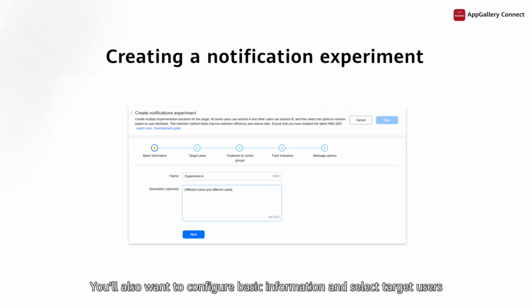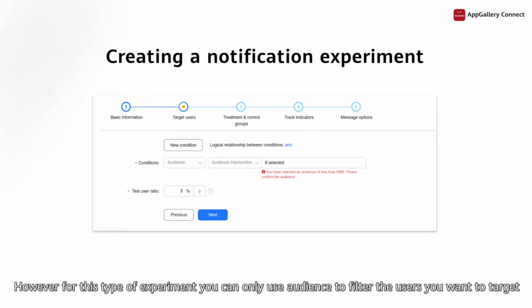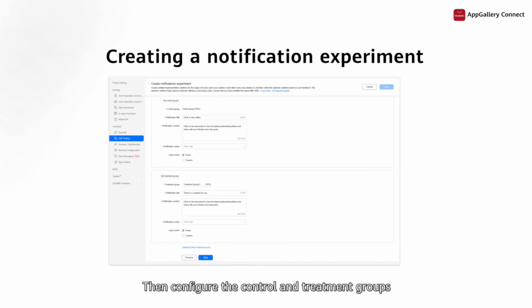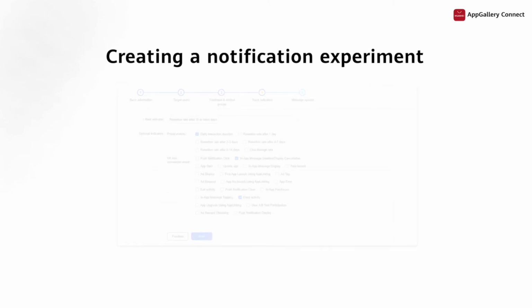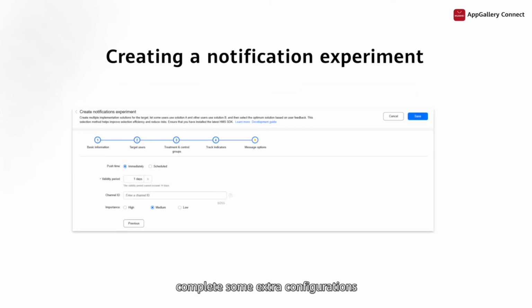Creating a notification experiment is pretty similar. You'll also want to configure basic information and select target users. However, for this type of experiment, you can only use audience to filter the users you want to target. Then configure the control and treatment groups. You can set the title, content, action, and destination page for the notification. Next, select the indicators you want to track. Finally, complete some extra configurations, such as whether to push notifications right now or at a scheduled time, as well as the notification validity period and channel priority.